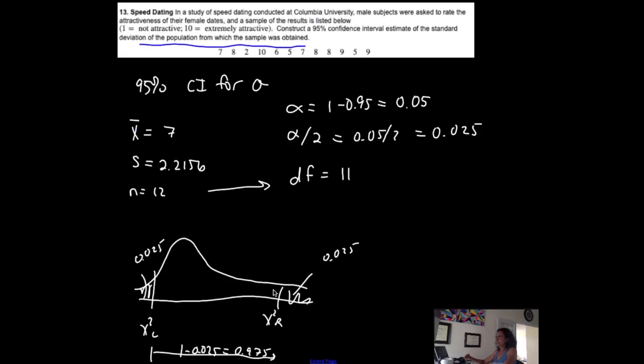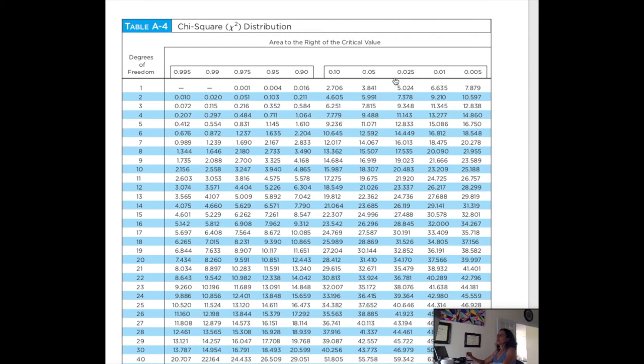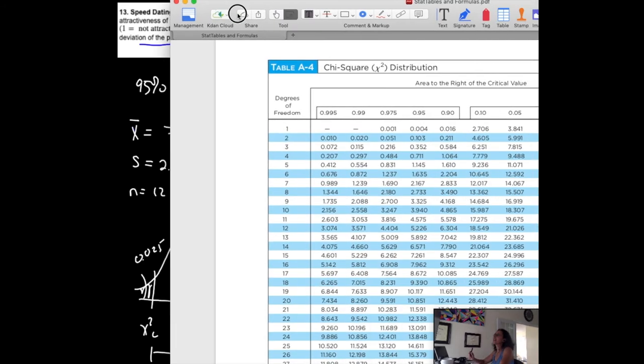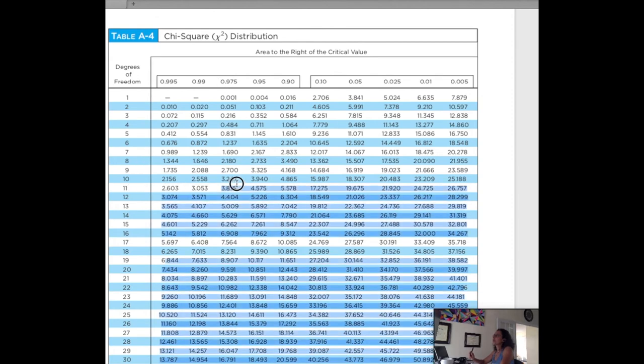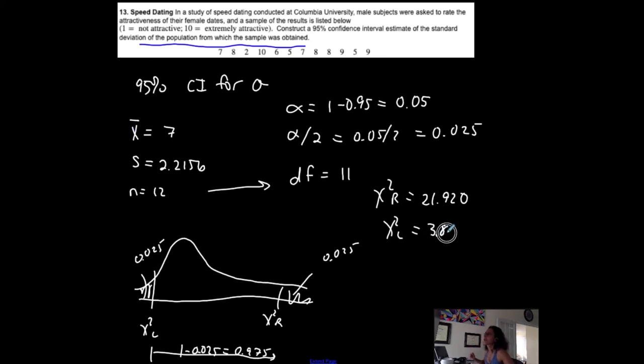So let's do my right-tailed chi-squared critical value, which has an area of 0.025 in the right tail and 11 degrees of freedom. So area to the right 0.025, 11 degrees of freedom, line it up. Third column from the right, 11 degrees of freedom: 21.920 for my right-tailed chi-squared critical value. You need to write that down. Chi-squared right is 21.920. Chi-squared left has an area of 0.975, third from the left, with degrees of freedom of 11 again: approximately 3.816.